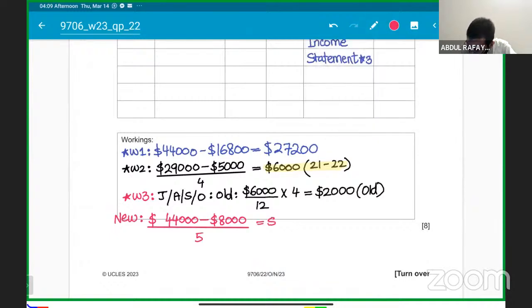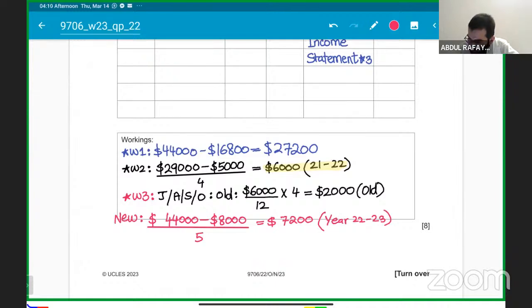That is for this year. So 44,000 minus 8,000 divided by 5, I'm getting this as 7,200. That is for the whole year, sir. 7,200 for the whole year 2022 till 2023, because the policy is monthly, students.